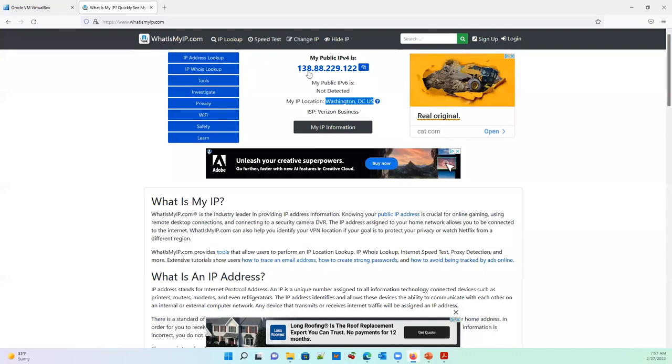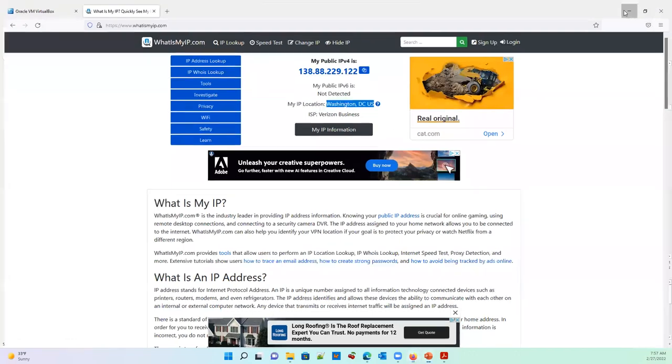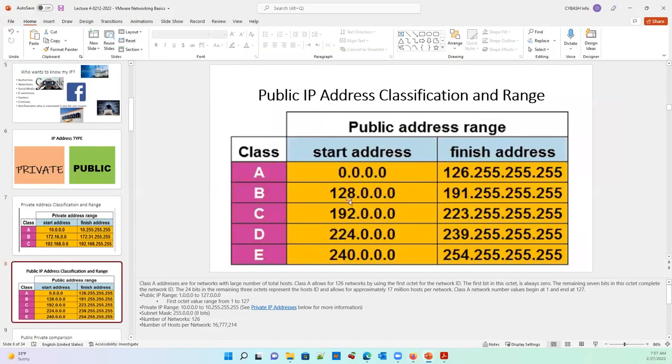What class am I? I'm 133. So I'm getting 133 is in this range. We don't have to go into all the details. So 133 is between 128 and 192. So my address is around a class B. You might have a different one.